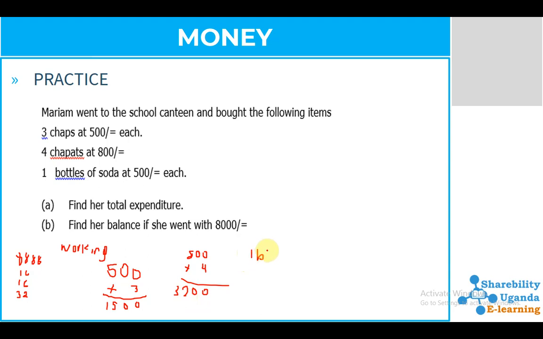Okay, one bottle, which is equal to 500 each. So you can see here we have only one bottle sold at 500. So they are asking us to find her total expenditure.